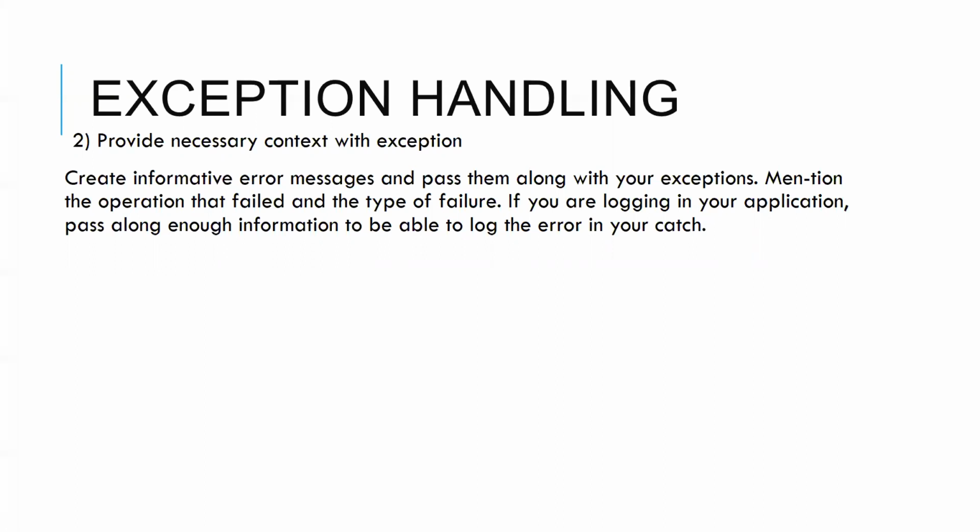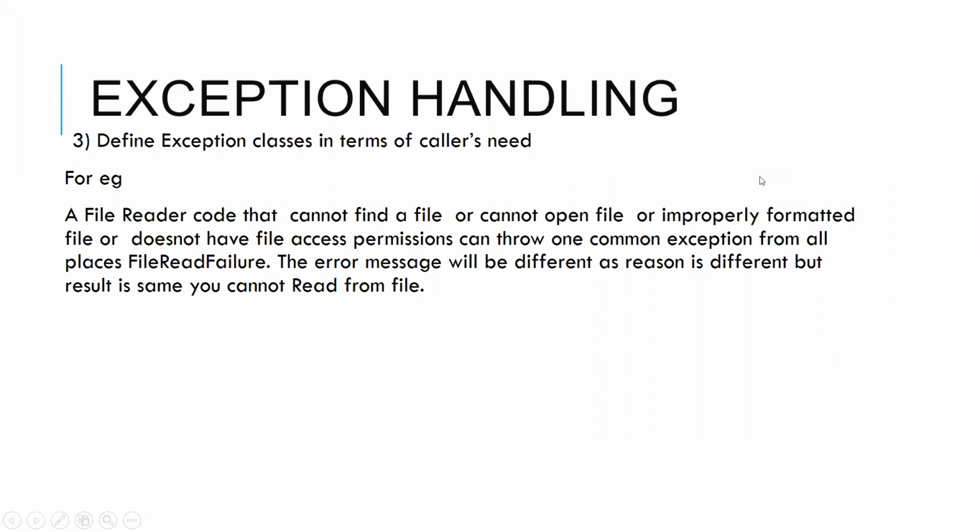So if you're logging such information, then this becomes a must. Also, it is important that when you're defining exception classes, they should be defined in terms of caller needs. For example, file reader code that cannot find a file, cannot open a file, finds the file improperly formatted, or lacks access permission can throw one common exception from all places, like a file read failure exception, instead of writing a separate exception for all the cases.